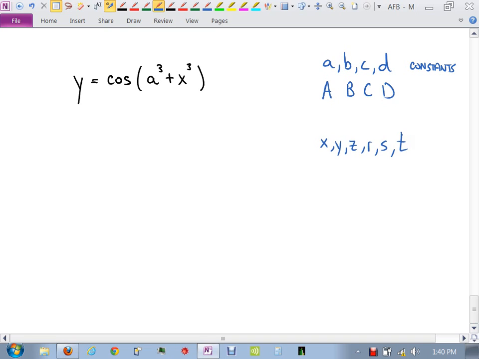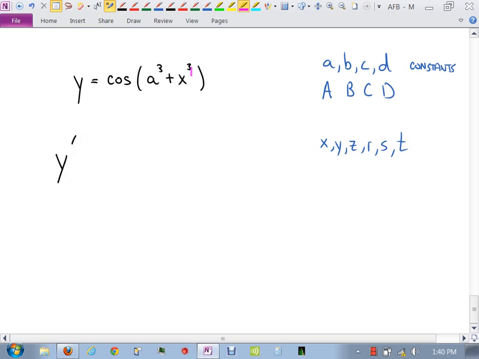So a cubed is a constant also, right? You may as well be looking at the number 10 there. It's just a constant. Is that okay? Just to start off, remember that that's what's going on there. Now I'm going to do this the slow way, the fast way.